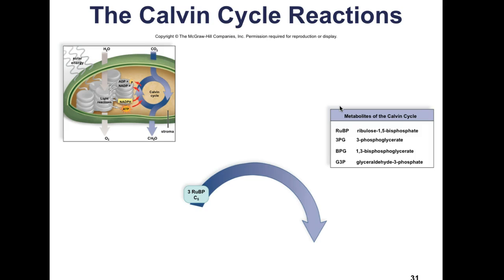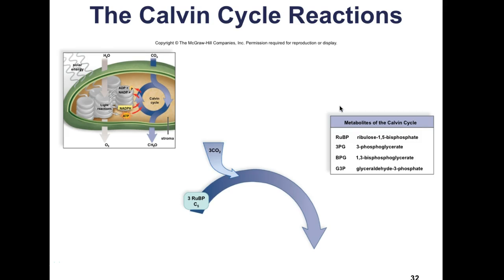So we have 3 molecules of RuBP coming in. Those each have 5 carbons. And we have 3 CO2 molecules coming in, and we have that intermediate there. Basically what's going to occur is, right in here, is where we have that enzyme doing carbon fixation. So basically what we end up with is 6 molecules of 3PG.